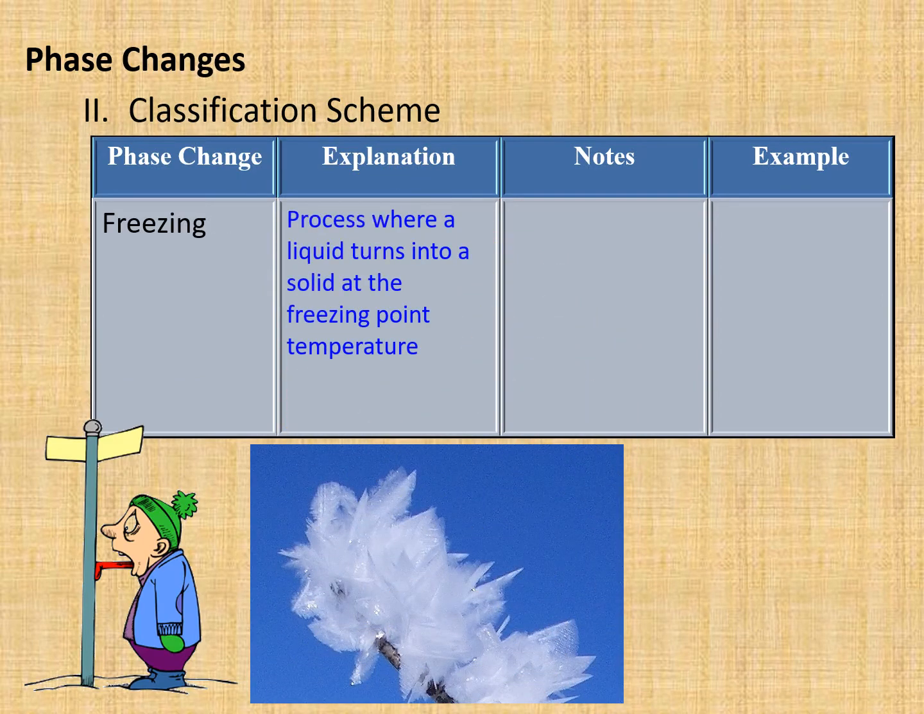And lastly, freezing is the process where liquid turns into a solid at the freezing point temperature. Freezing is really the opposite of melting. Melting involves a solid turning into a liquid, whereas freezing involves a liquid turning into a solid. For a given substance, the melting point temperature and freezing point temperature are the same.